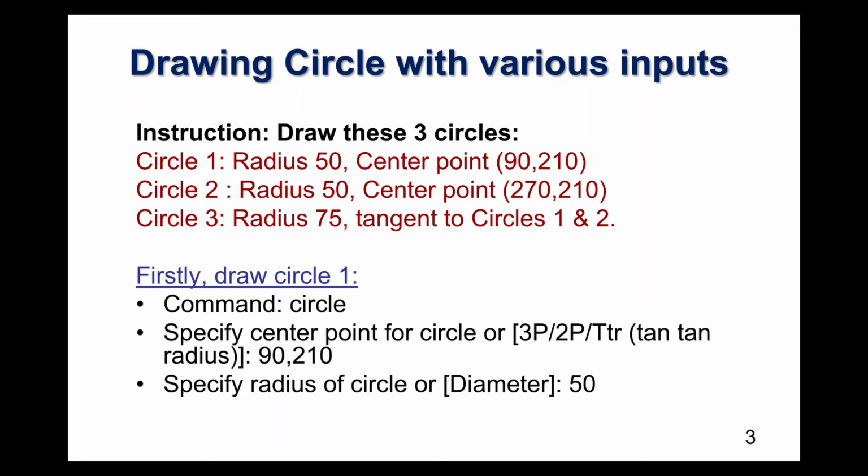In this exercise, we will draw 3 circles with different kinds of inputs. Circle number 1 will have a radius of 50 located on the center point coordinate 90, 210. Circle number 2 has a radius of 50 on a center point coordinate of 270, 210. While circle number 3 has a big radius of 75 and it is tangent to circles 1 and 2. So firstly, let's start drawing the first circle.